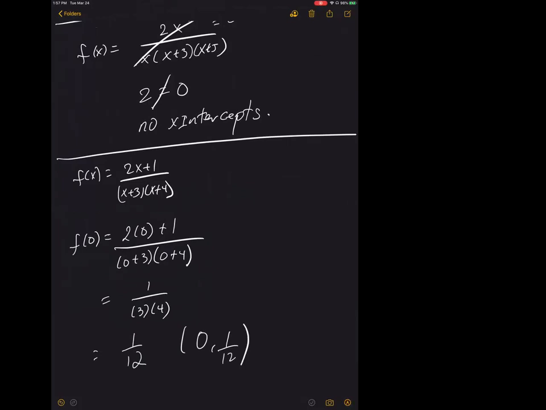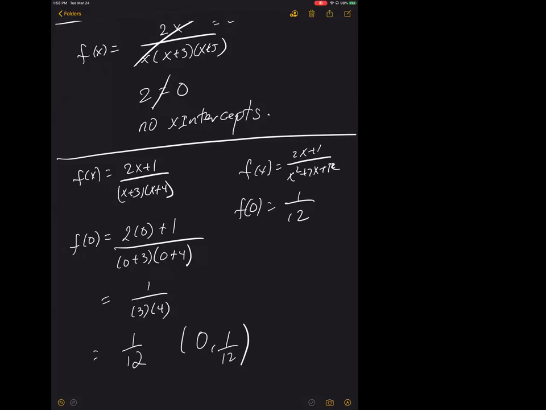Yeah, guys, if I have an equation like this, f of x equals, say, 2x plus 1 over x squared plus 7x plus 12, which is the same equation as this right here, when you plug in 0, you get 1 over 12 because everything with x goes away. And that right here is your answer.